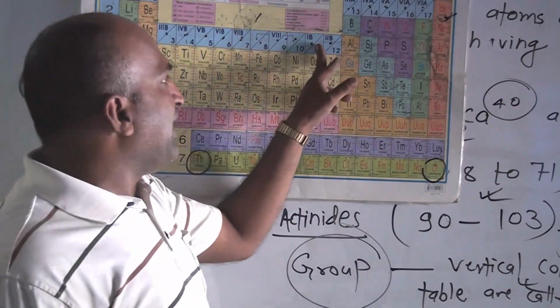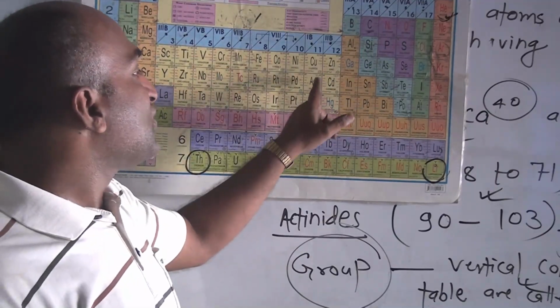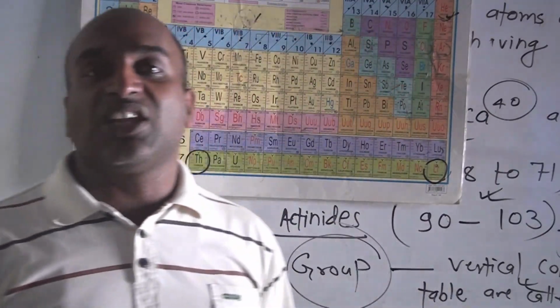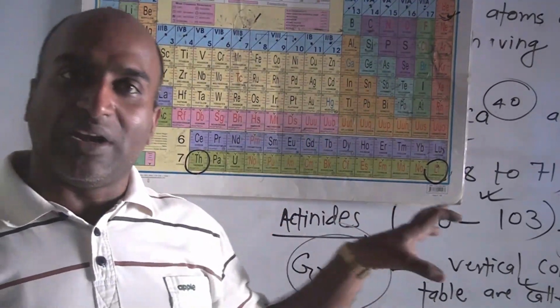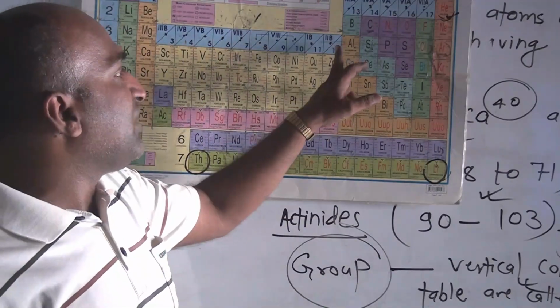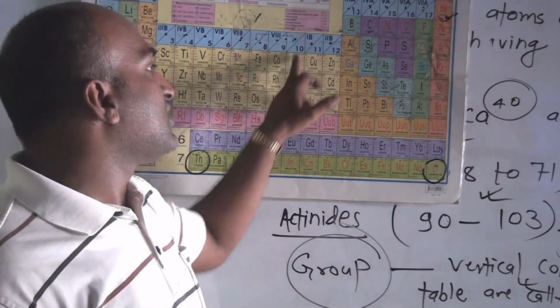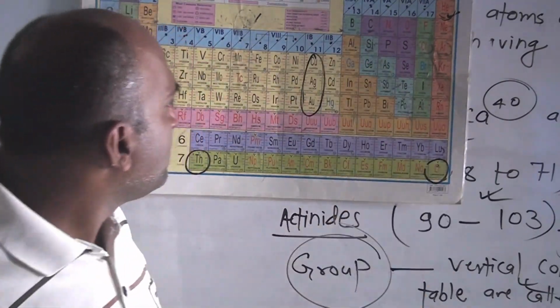Group 1B contains the coinage metals: copper, silver, gold. They are known as coinage metals because they are used to make coins and jewelry. So elements of group 1B are coinage metals. These 3: copper, silver, and gold.